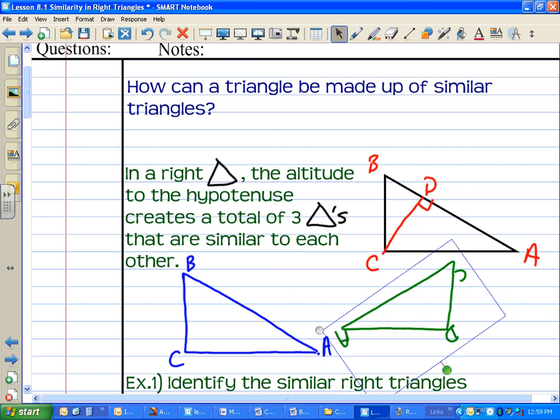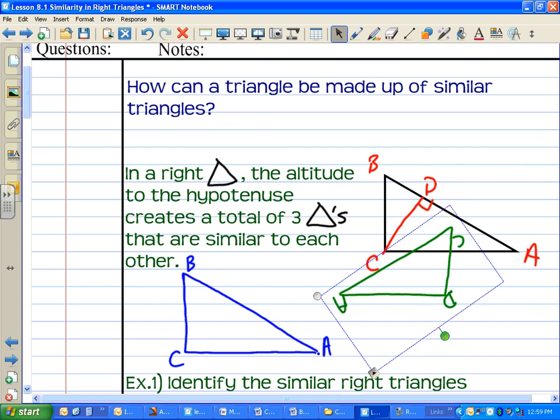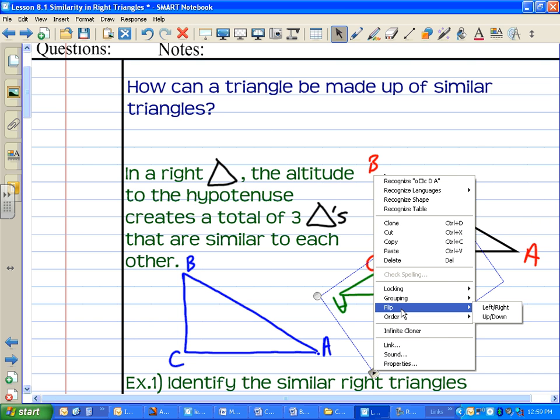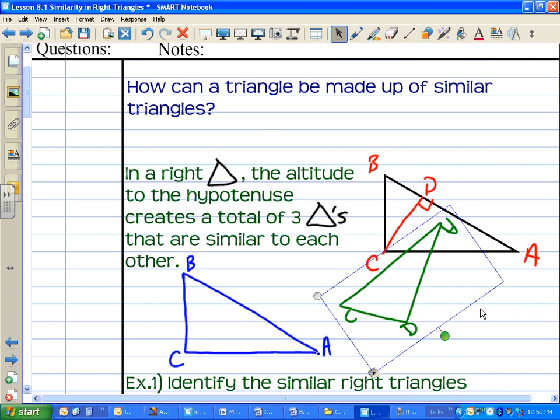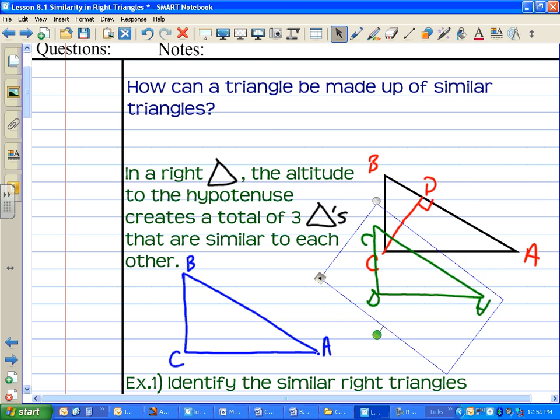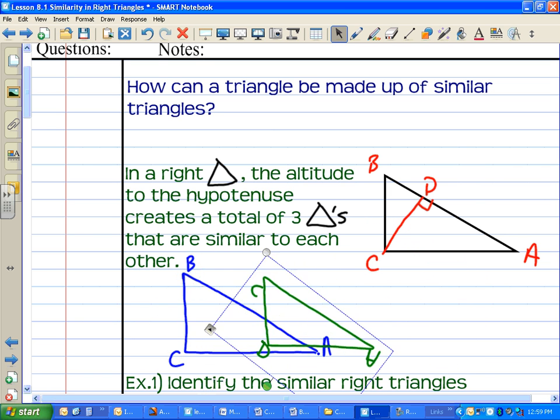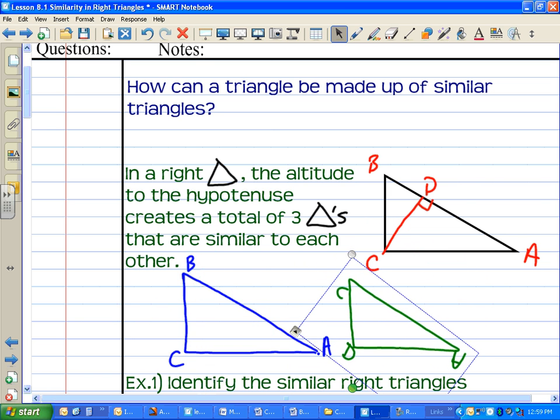What else? I think I gotta flip it, right? Let's flip it to the left. Let's hit that left. Does that kind of work? Yep, there it is. Okay, so look where my letters are at. I have A over here, D, I have A, D, and C.